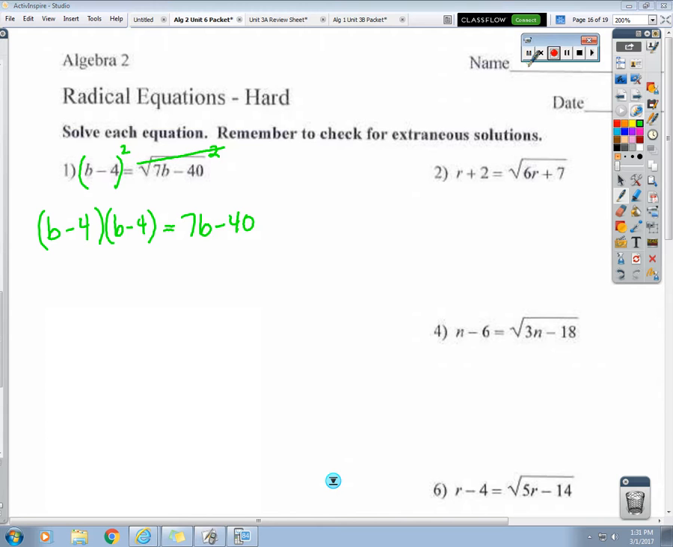So just watch again, and I'll give you time to copy. The next thing we're going to do is actually multiply those together. You multiply 2 binomials by FOIL, or some people just like to call it distributing.